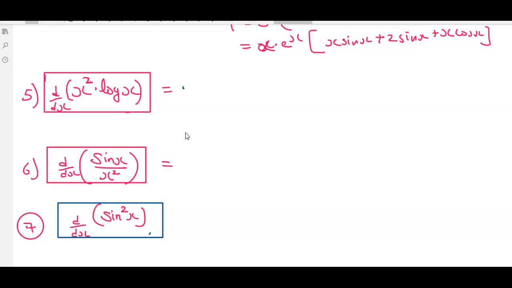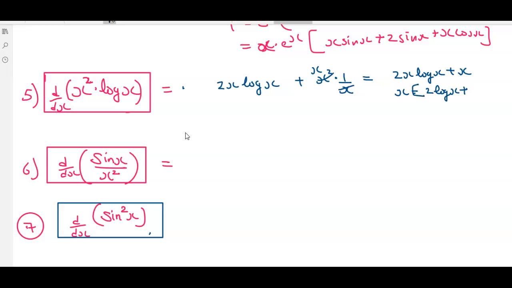It is the derivative of x square into log x. I'll be writing the answer directly. The derivative of x square is 2x, and log x as it is. Now x square as it is, and the derivative of log x is 1 by x. Now this x will be cancelled. It will finally be 2x log x plus x. You can take x common out of that. Now taking x common, it will be 2 log x plus 1. This is how you go once you are writing the answers over here.